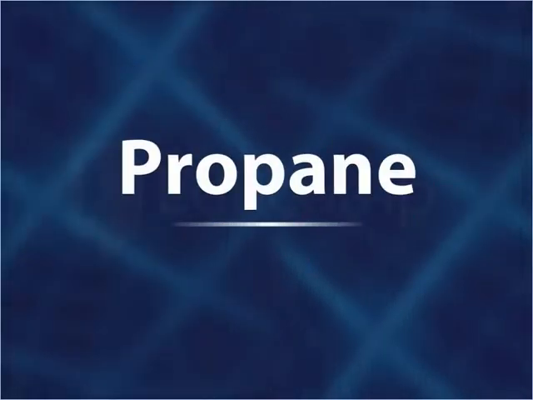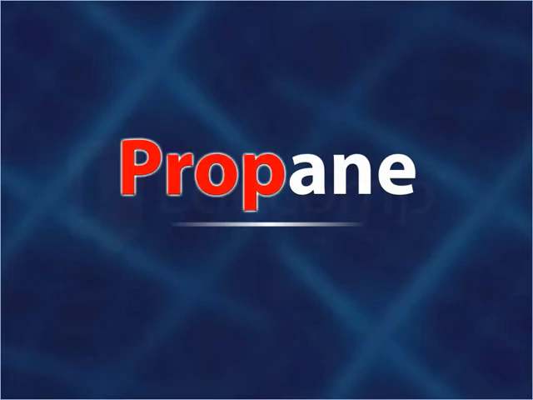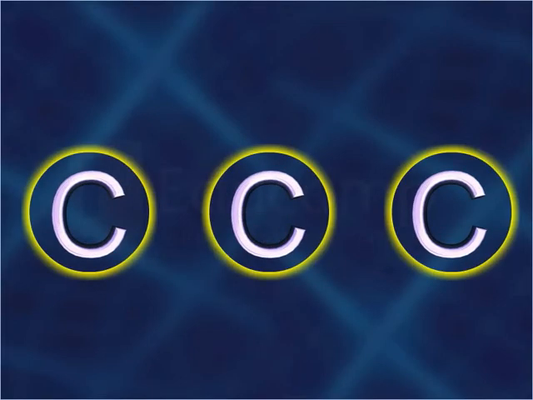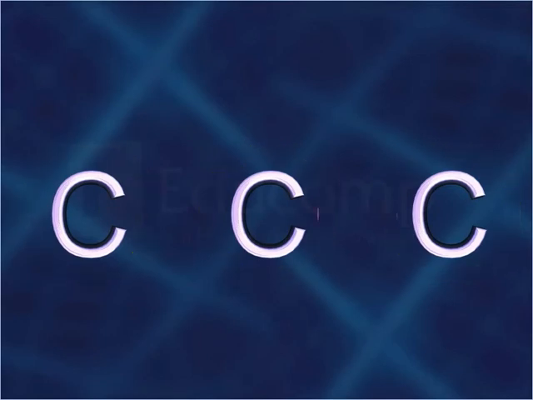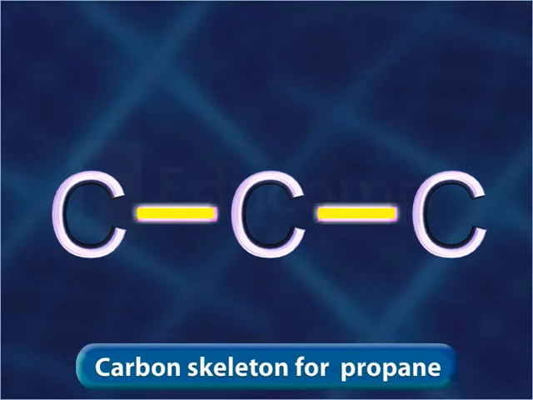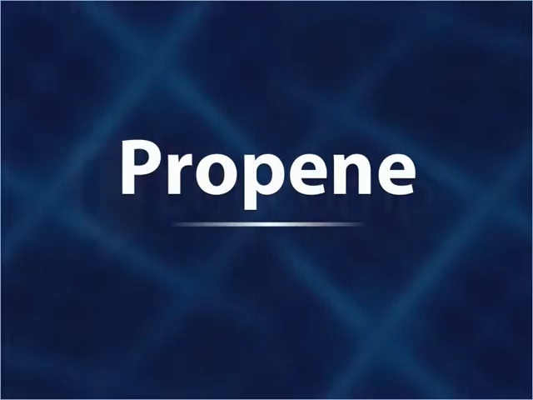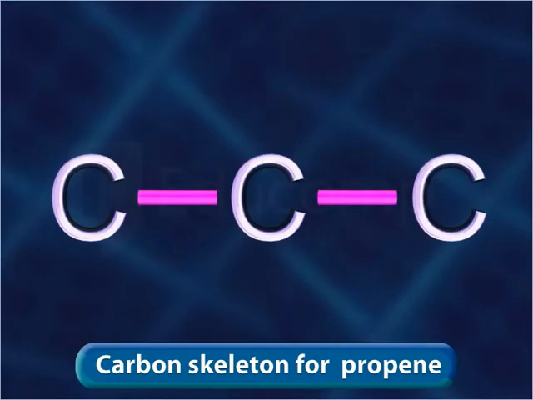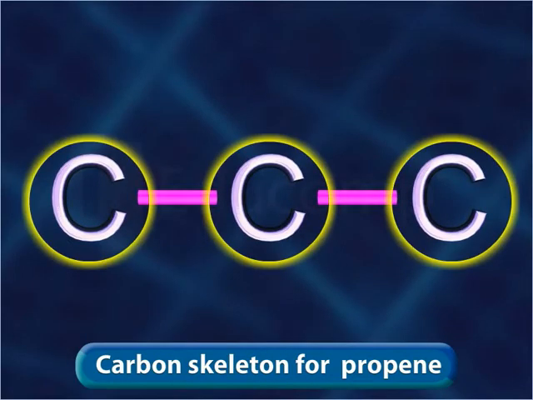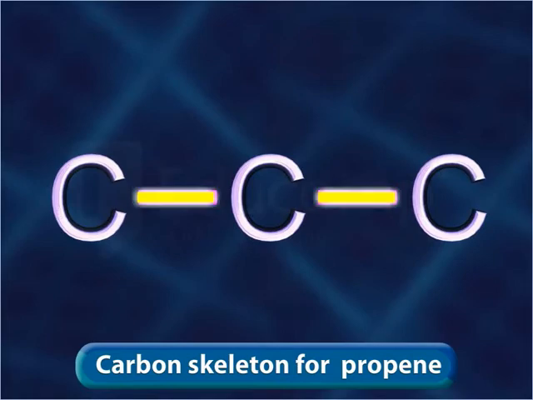For example, in the name propane, the word prop indicates 3 carbon atoms in a molecule. To obtain the carbon skeleton, link the 3 carbon atoms by single bonds. Similarly, for propene, the carbon skeleton has a chain of 3 carbon atoms linked by single bonds.